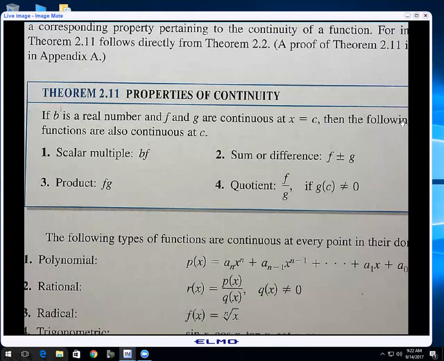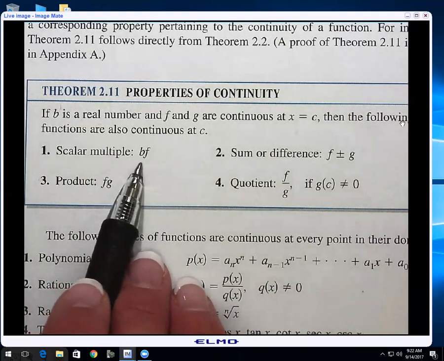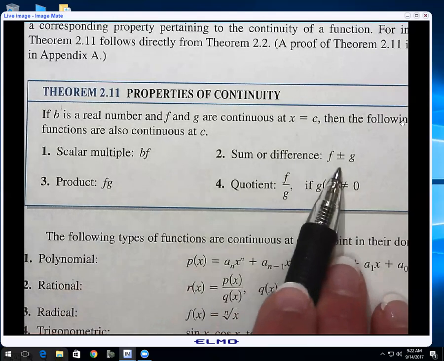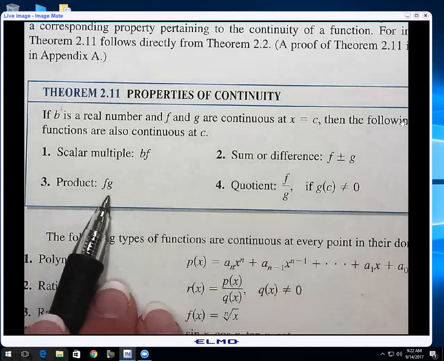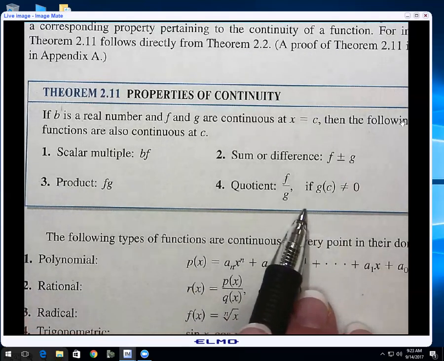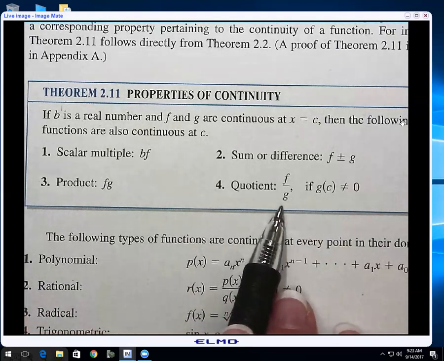The same thing is true if you have two functions that are continuous. If f and g are continuous at some point c, then you still get a continuous function if you multiply f or g by a constant. That's what a scalar is. If you add or subtract two continuous functions, you get a continuous function. If you multiply two continuous functions, you get a continuous function. If you divide two continuous functions, you get a continuous function, as long as you're watching out for what makes the denominator 0. The function's not going to be continuous at whatever makes the denominator 0.